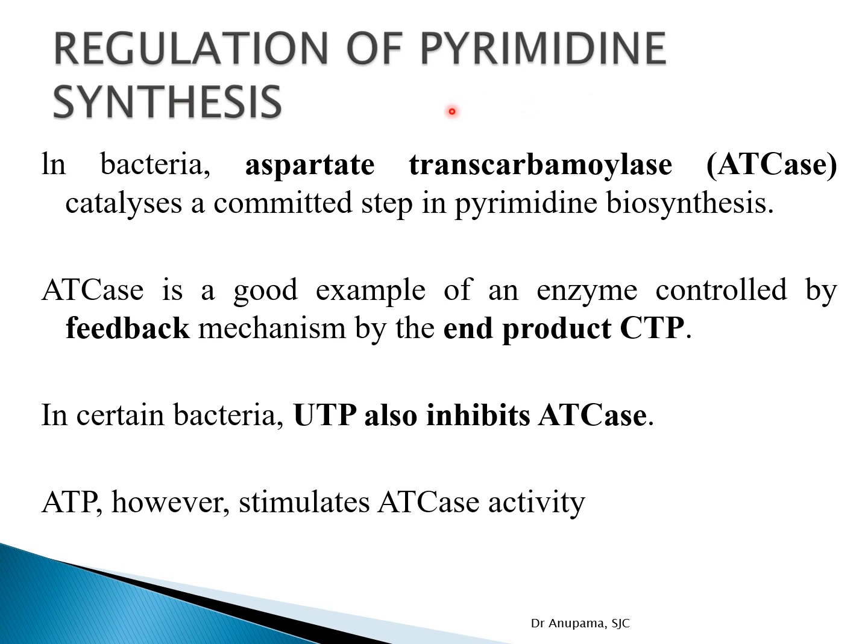Regulation of pyrimidine synthesis. In bacteria, we have aspartate transcarbamylase, ATCase, which catalyzes a committed step in the pyrimidine biosynthesis. This ATCase is a very good example of an enzyme that exhibits feedback inhibition, wherein the CTP, which is the end product, immediately stops the first committed reaction if it is in excess. In certain bacteria, UTP also inhibits the ATCase. ATP, however, is known to stimulate the ATCase activity, that is aspartate transcarbamylase activity.